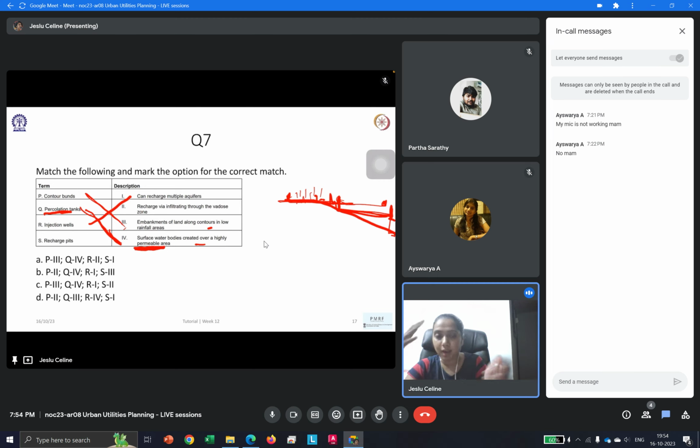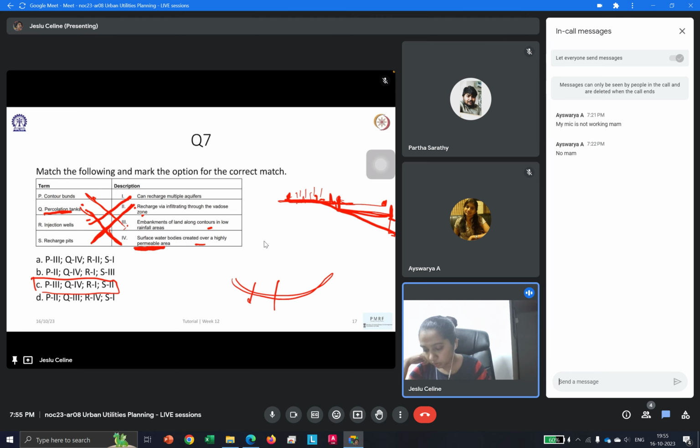And because the recharge pit can't, we can easily say that recharge pit recharges via infiltrating through the Vadose zone. It's a pit, right? So it infiltrates through the Vadose zone and it goes down. But an injection well is injected, so no infiltration happens in the Vadose zone. Everything is injected down and goes directly into the aquifer. So this is the answer. It is P3, Q4, R1 and S2. That is option C, right?